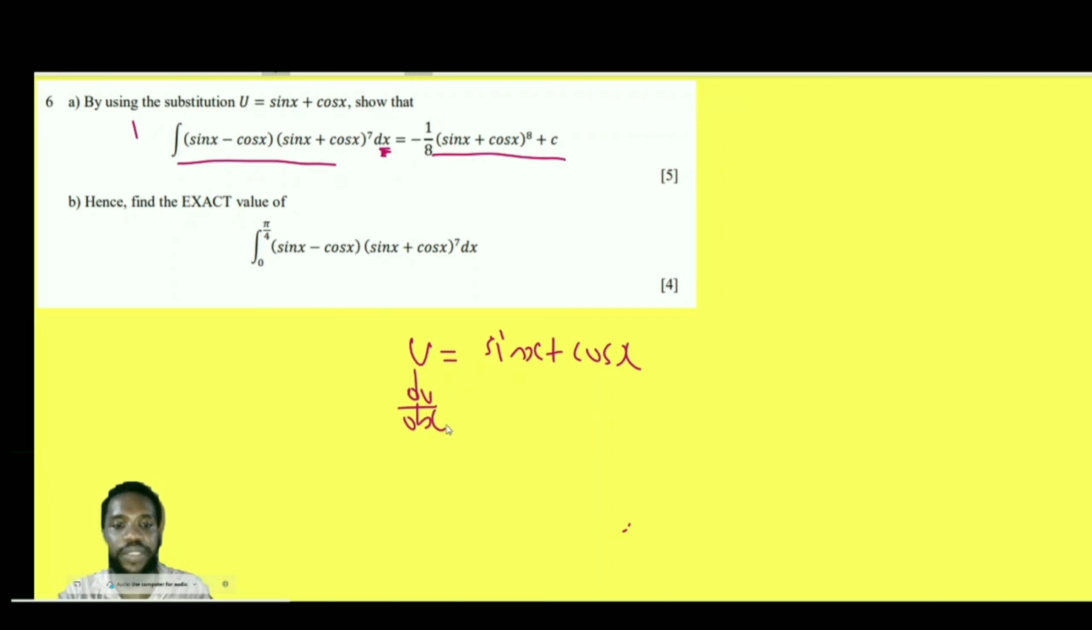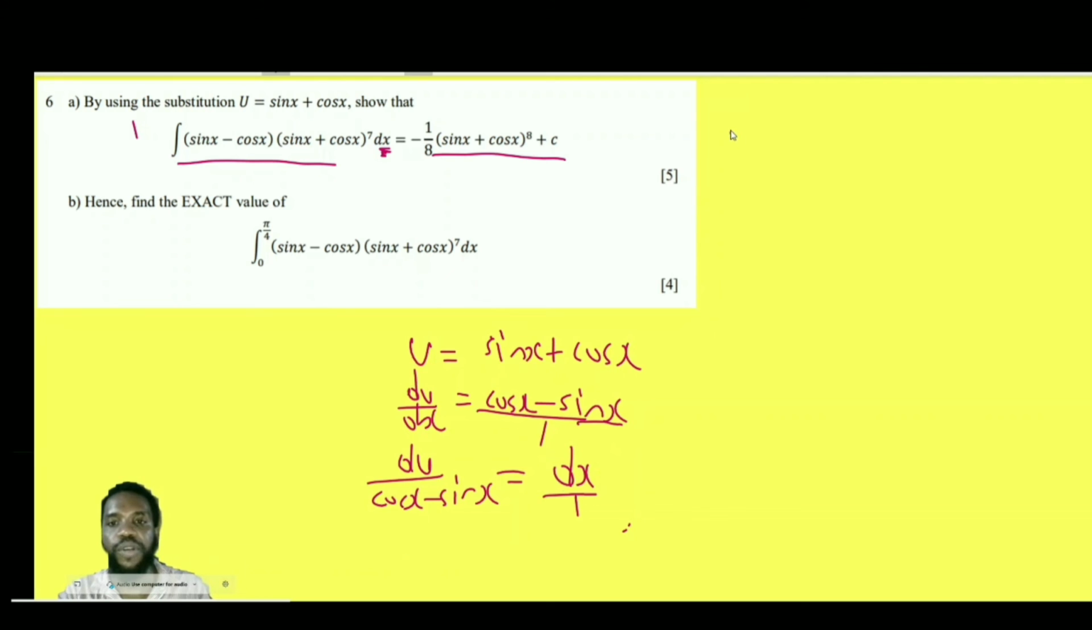I'm going to find du over dx, which is equal to the differential of sin x, which is cos x, and the differential of cos x, which is negative sin x. So I'm going to have to transpose this for dx. We can simply use cross multiplication, so we can bring dx up and bring this down. So I can say du over cos x minus sin x is simply equal to dx over 1, which is still dx.